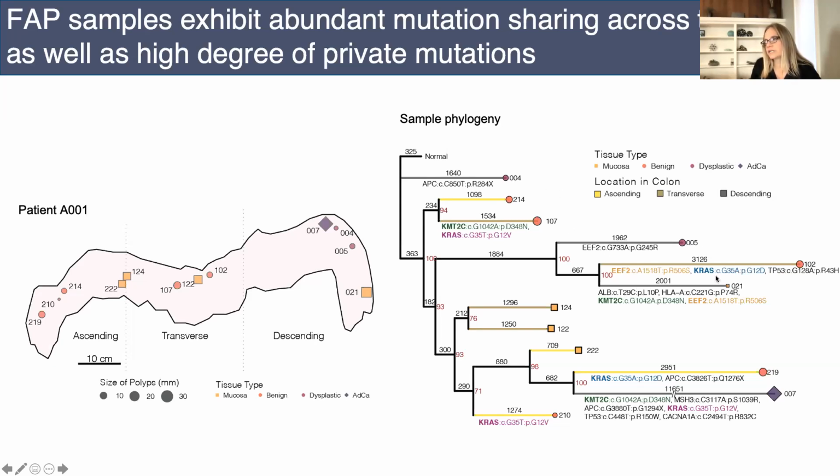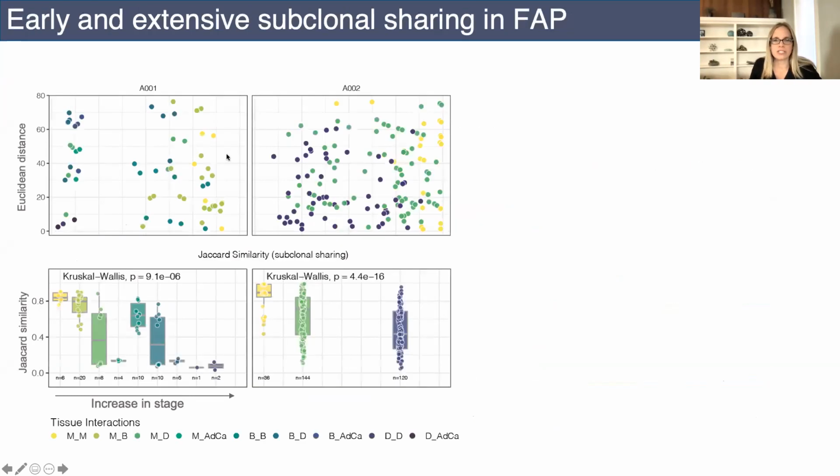And also there are some very long branches indicating the acquisition of specific private events that are accruing within a particular lineage. So this begs the question, how does this subclonal sharing occur? When does it occur? Just to convince ourselves that mutations are not tracking with space within the colon, we can plot the Jaccard similarity index for patients A001 and A002. This is a measure of subclonal sharing, and we see that it really doesn't correlate with Euclidean distance whatsoever.